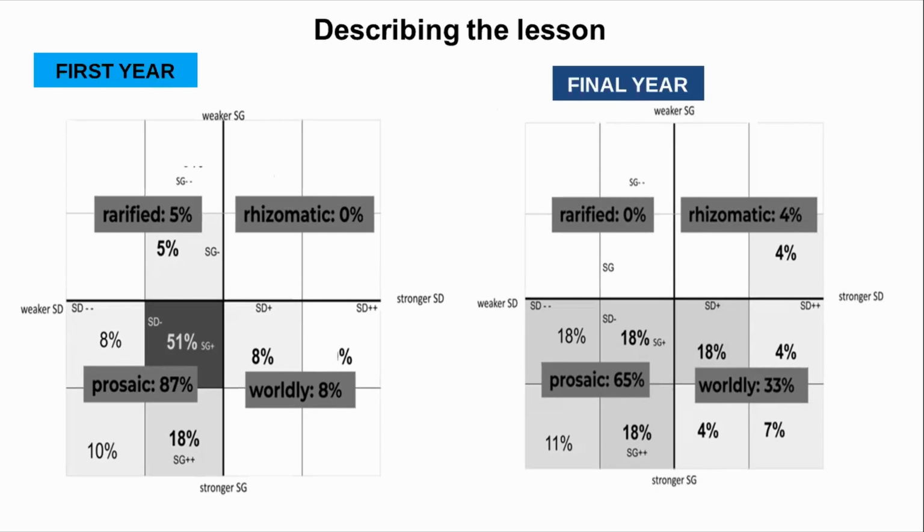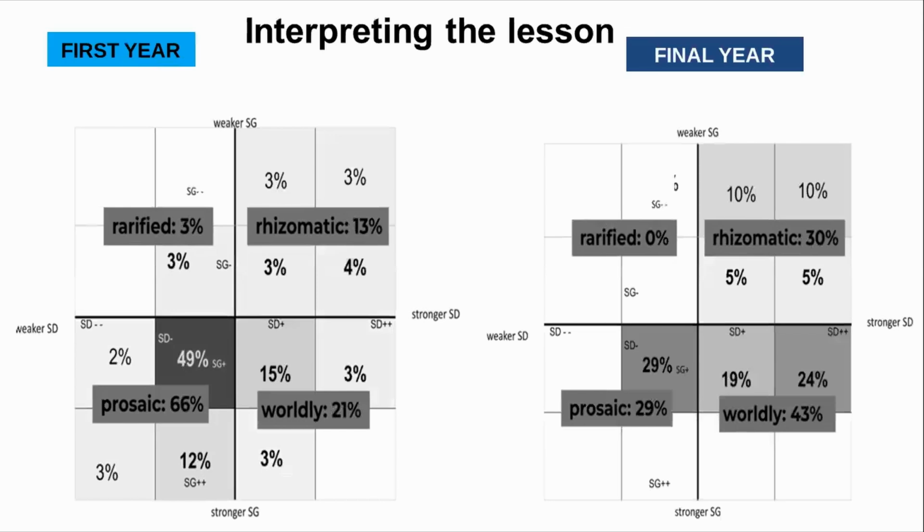So you've got a shift rightwards, which is just more complexity basically, and a little bit up, so slightly more abstract, but mostly they've got more complex from first to final year as a whole. Yeah, which is what you want to see. You'd hope. Yeah. We would hope, exactly.